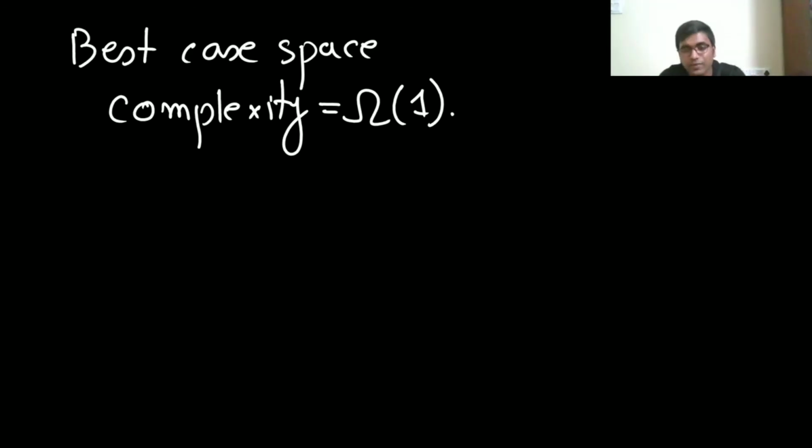In max heapify, what we are doing is: if the left subtree and the right subtree are max heaps, then we add an element at the root, and then we find a max heap.